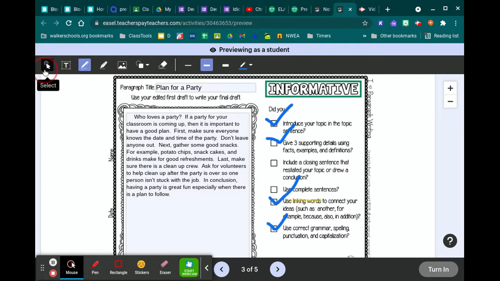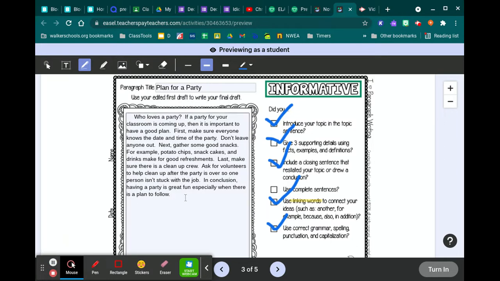So let's take a look at what I wrote. I went to slide 5 and totally used the linking words there. I used the linking word in conclusion. And I'm going to restate my topic sentence. In conclusion, having a party is great fun, especially when there is a plan to follow. You know what? I can put a check mark right there inside including my closing sentence. I want you to do that now. Check and make sure that you have a strong closing sentence that uses an appropriate linking word.